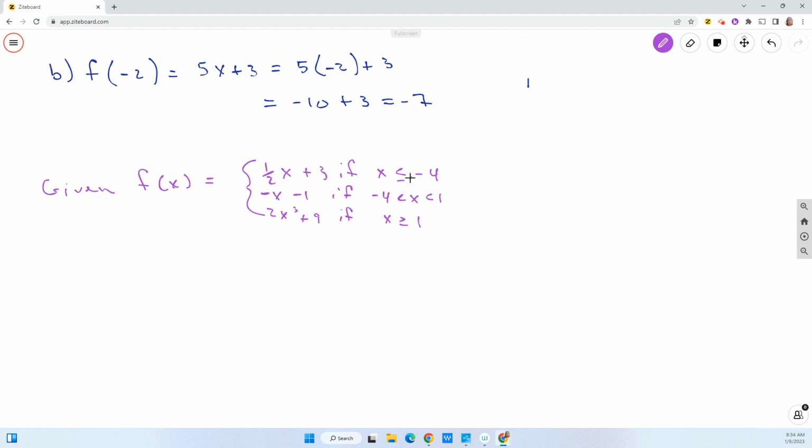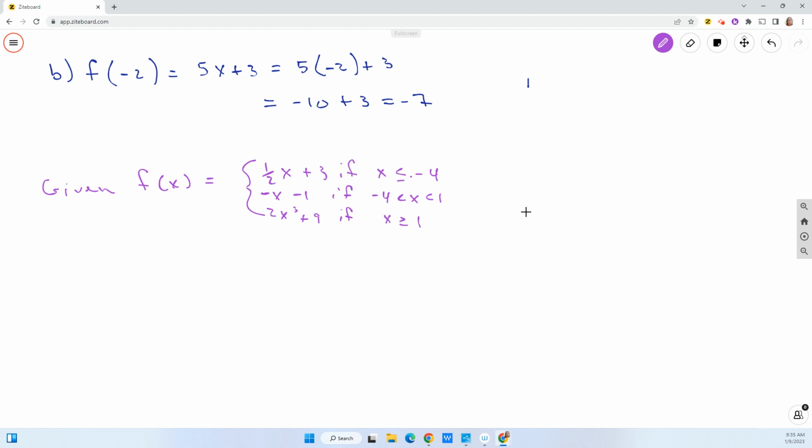If we look at the first part, it goes x is less than or equal to negative 4. So anytime we put in an x of negative 4 or less, we're going to use this first equation. But this one shows negative 4 and 1, right? Notice there's no equal to sign on either of those. So if the numbers fall between negative 4 and 1, you're going to use that equation. But if it's equal to negative 4, you got to use the top equation. And if it's equal to 1, you're going to want to use the bottom equation.